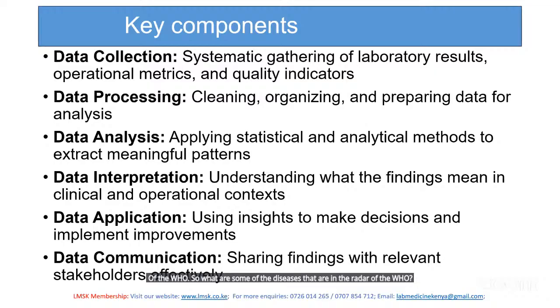Maybe those of us who are actually doing microbiology. So we've got the 5 organisms that are on the radar of the WHO: Proteus, Acinetobacter baumannii, Klebsiella pneumoniae, Escherichia coli, and Proteus. So all those ones, we need to capture the trends of those kinds of organisms.